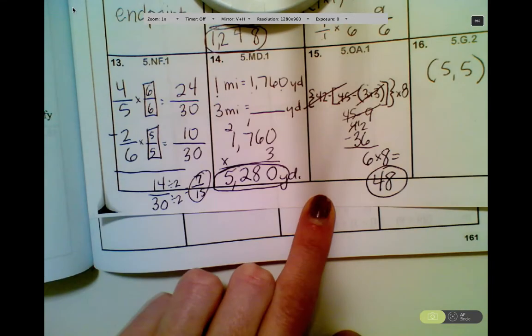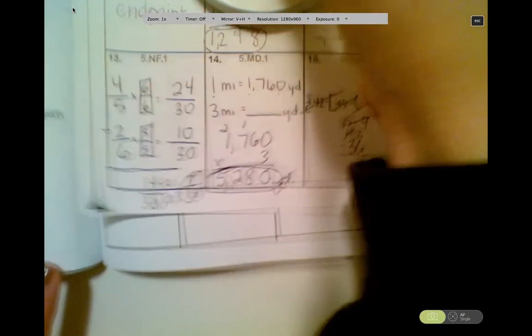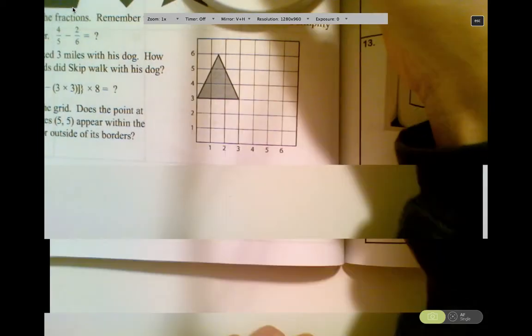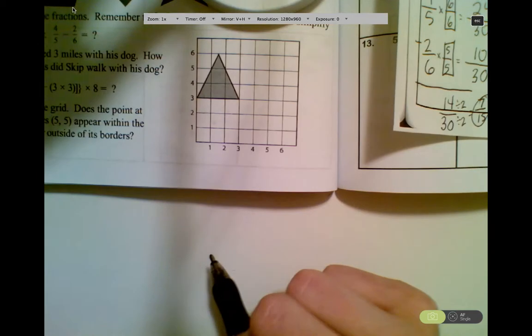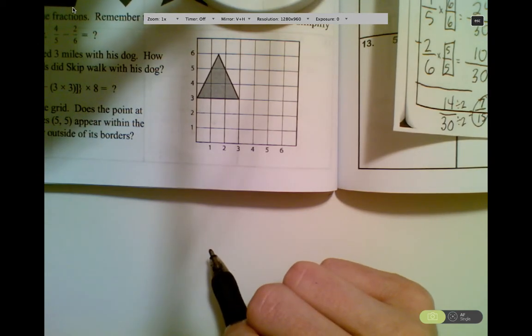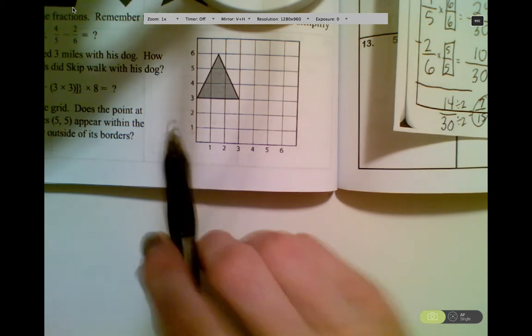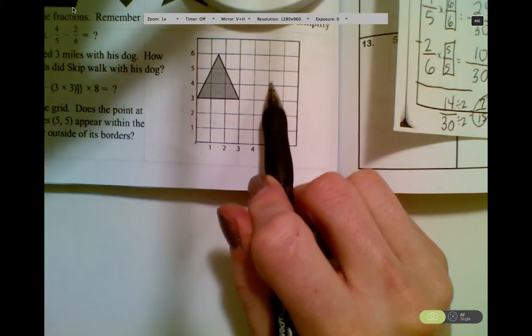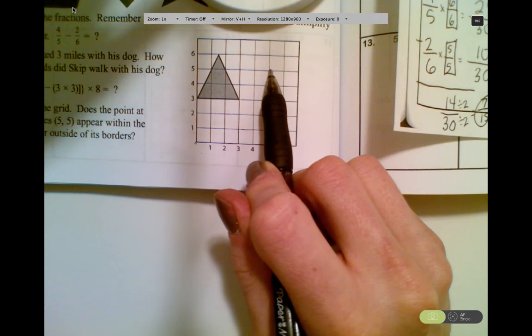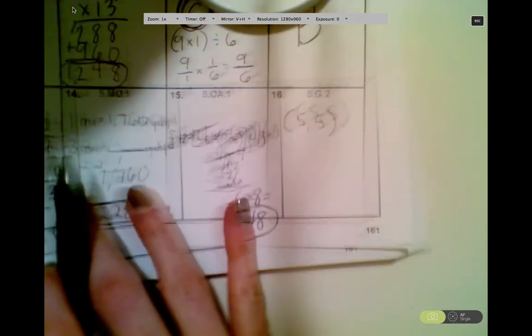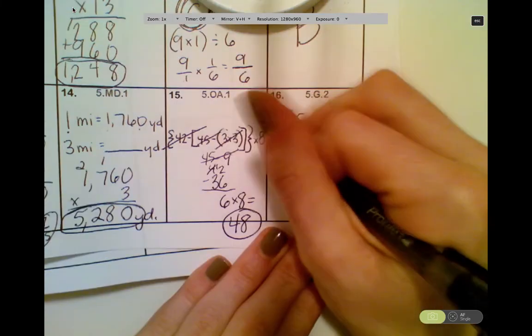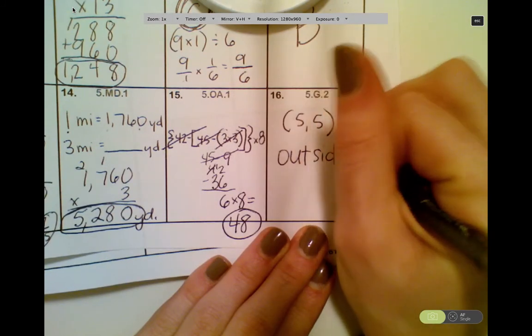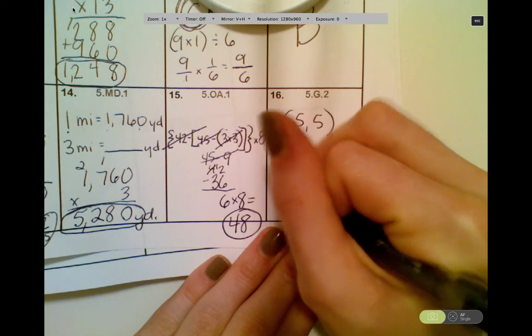Okay, and number 16, look at this grid. Does the point at the coordinates 5, 5 appear within the triangle or outside of its borders? Well, I'll start here at 0, go over 5, up 5, and that point is definitely outside of the borders. Outside the borders.